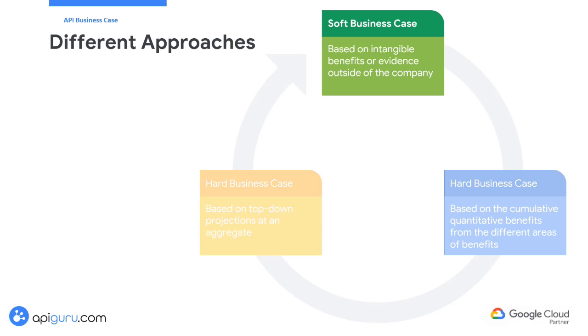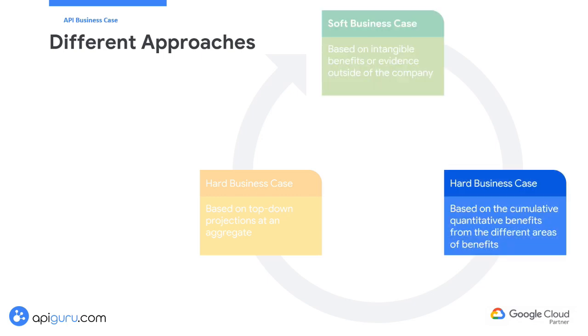The soft business case focuses on intangible benefits and external evidence that may not have direct financial implications but are crucial for decision-making. This approach often includes improved developer experience and accelerated innovation. For instance, a company might consider using APIs to facilitate innovation by allowing developers to experiment and build on existing services and fostering partnerships and collaborations, even if it's difficult to quantify the financial impact. Soft business cases are beneficial when priorities include innovation and customer experience. However, their reliance on subjective measures can challenge persuading stakeholders who favor hard data.